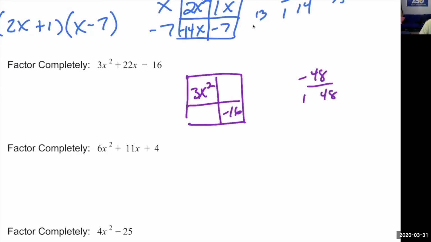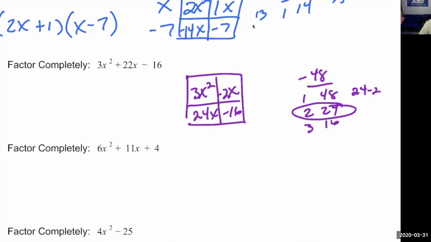So 1 and 48, 2 and 24, 3 and 16. I've already found the answer. It's going to be 2 and 24. At least that's what I'm going to check first. 24 minus 2. So -2x and 24x there.